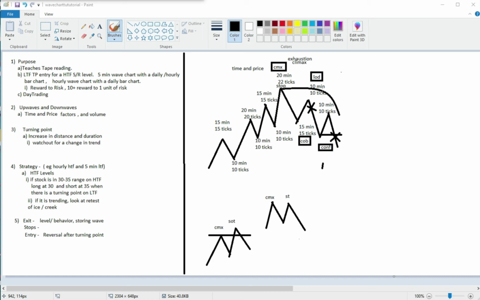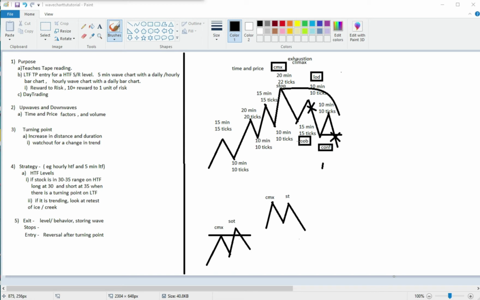10 minutes and 10 ticks is less than 20 minutes and 22 ticks, 15 minutes and 15 ticks, 20 minutes and 20 ticks, and 15 minutes and 15 ticks. So the up wave is smaller in terms of distance and duration than the prior 4 up waves in the trend. And it is right after a selling wave that has the most amount of distance and duration in multiple down waves. It means that the selling is getting stronger and the demand is getting weaker. Supply is getting stronger, demand is getting weaker.